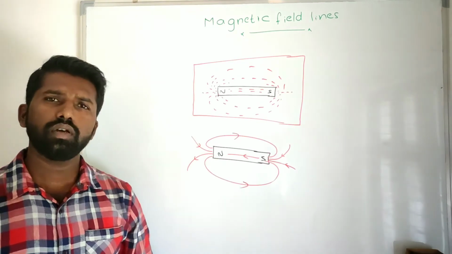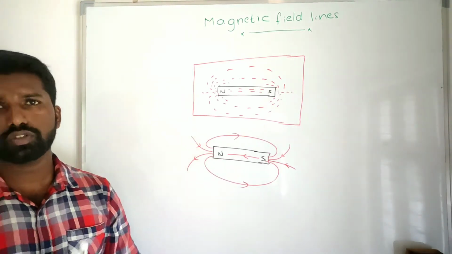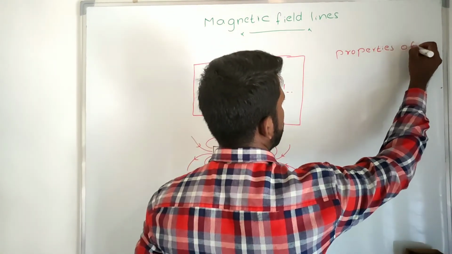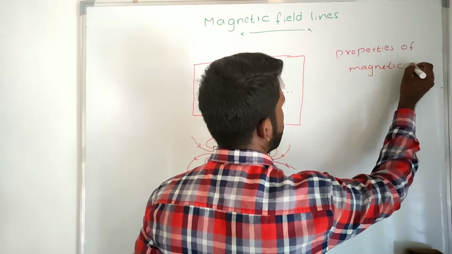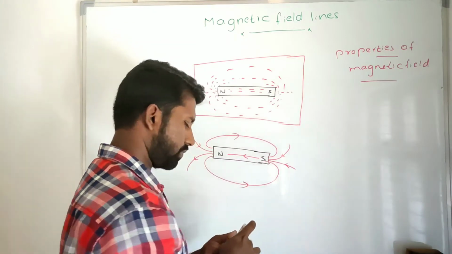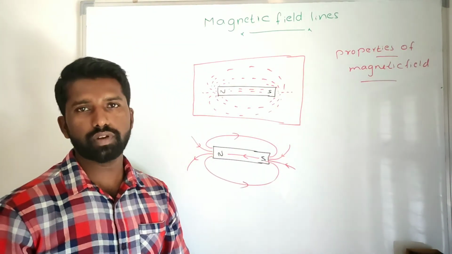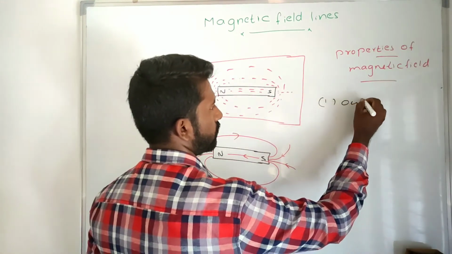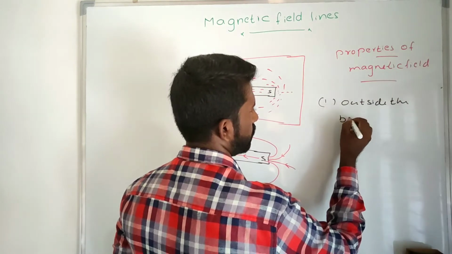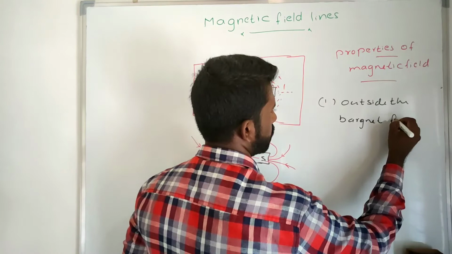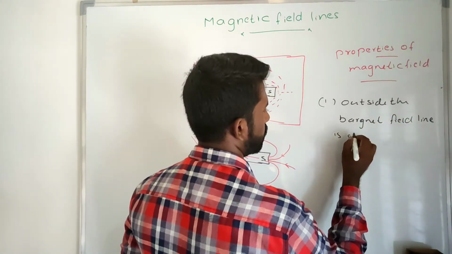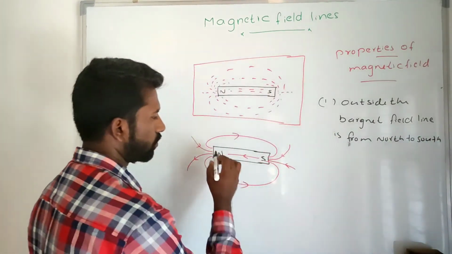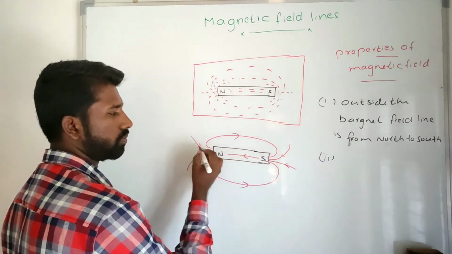Now we will see the properties of magnetic field lines. The first property is that the magnetic field line outside the bar magnet is from north to south. North to south, you can observe here. And what about inside? Inside it is from south to north.